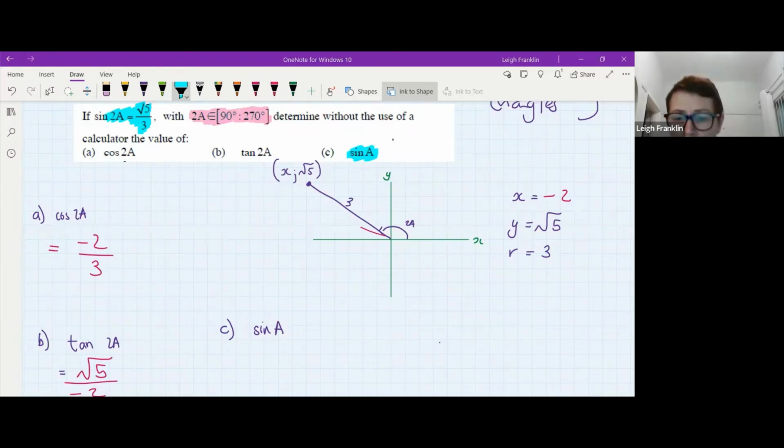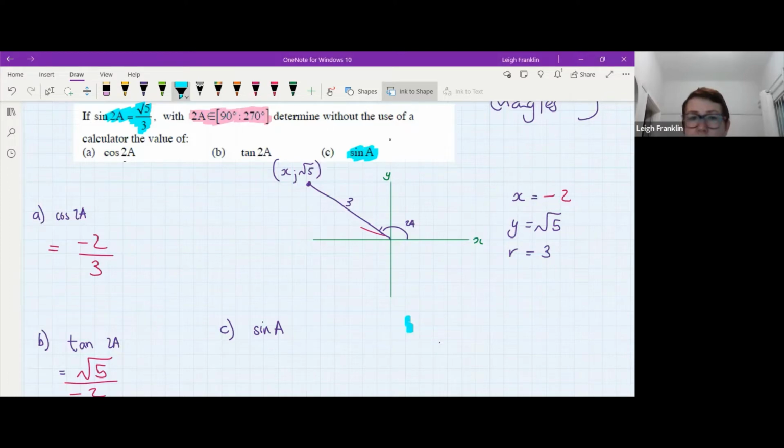So how are we going to deal with this question? How are we going to work in terms of a and not 2a? Could we take the value of sine 2a and just divide it by 2? Would that work? What do you think?